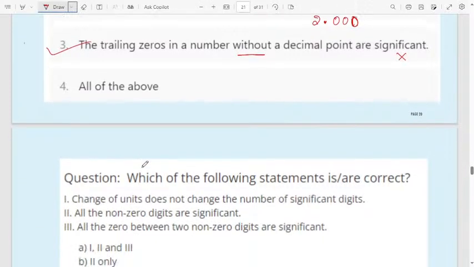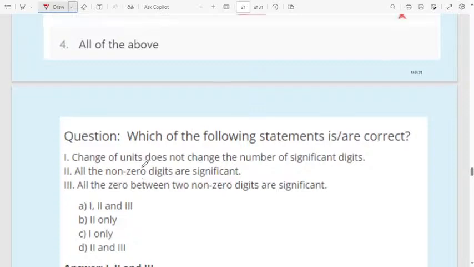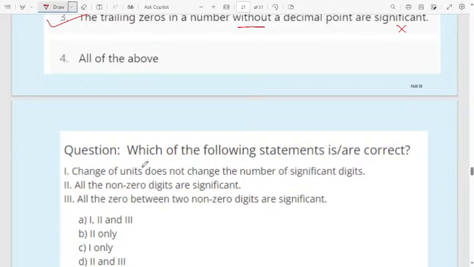Definitely in HSTR this type of question they will ask. Which of the following statements are true? Which of the statements are true they are asking here. First one, change of unit does not change the number of significant digits. Yes, this one is true. All the non-zero digits are significant. True. All the zeros between non-zero digits are significant.